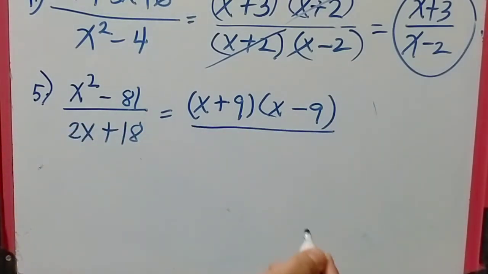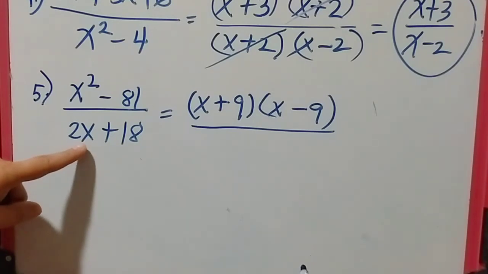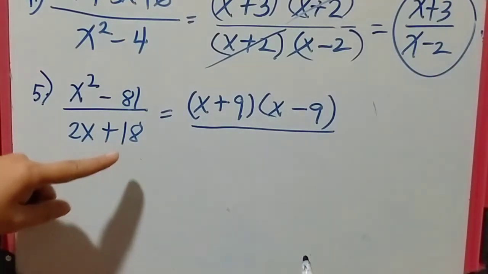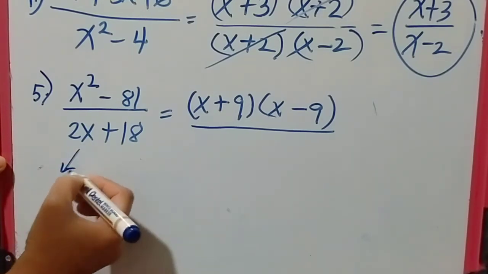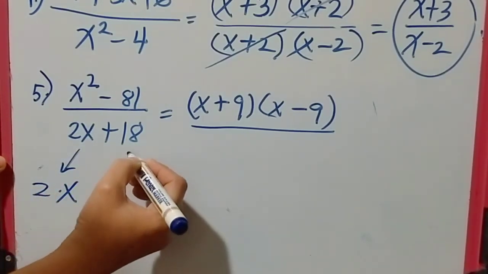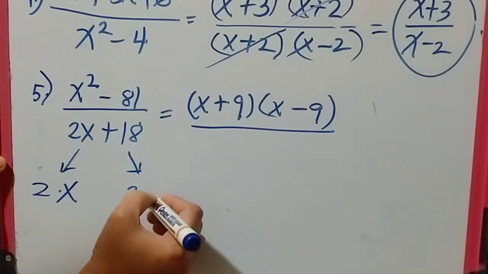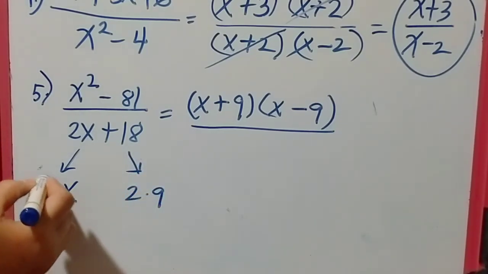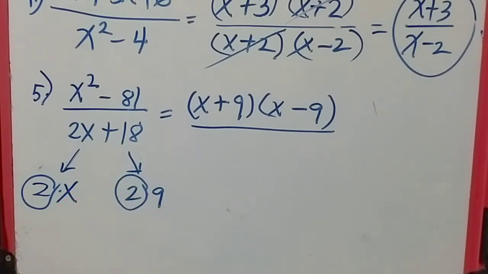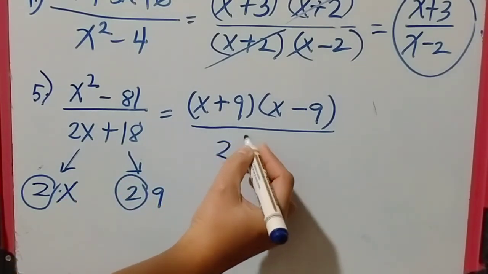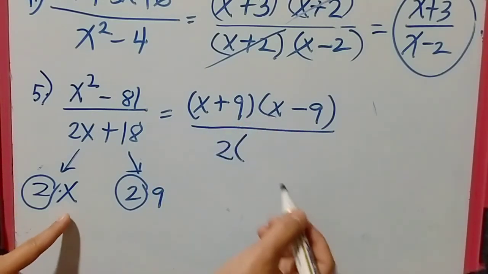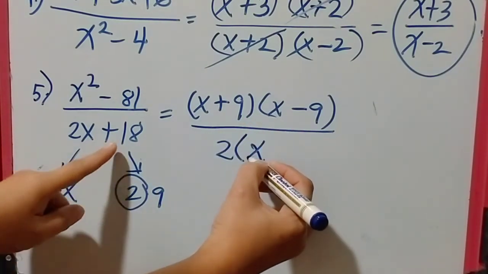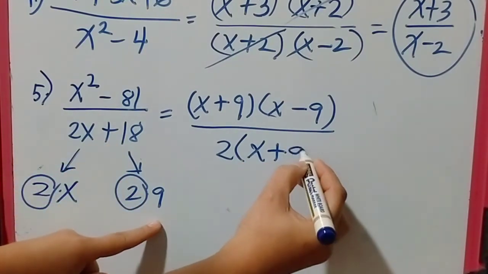And in the denominator, we're going to factor this by getting the common monomial factor. Take a look at this. This 2x can be written as 2 times x, and this 18 can be written as 2 times 9. So obviously, the common monomial factor is 2. We're going to take out 2 and write inside the grouping symbol the non-common factor, that is x plus 9.